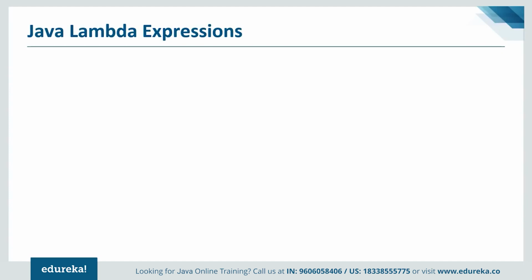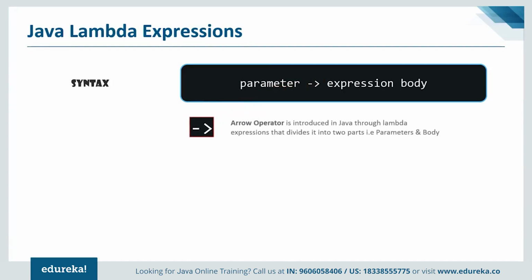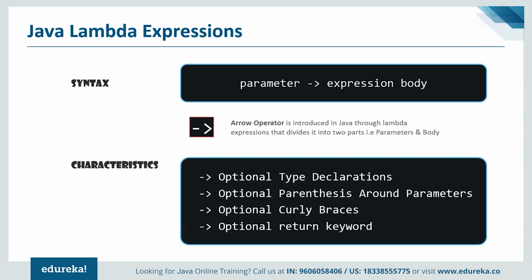Syntactically, when we are talking about lambda expressions, we have the arrow operator. We need to pass the parameters, write an arrow operator, and then write the body. So the arrow operator is introduced so that we can write a lambda expression. Type declarations, parentheses around parameters, curly braces, and the return keyword are all optional. If you want, you can use them with the lambda expressions.